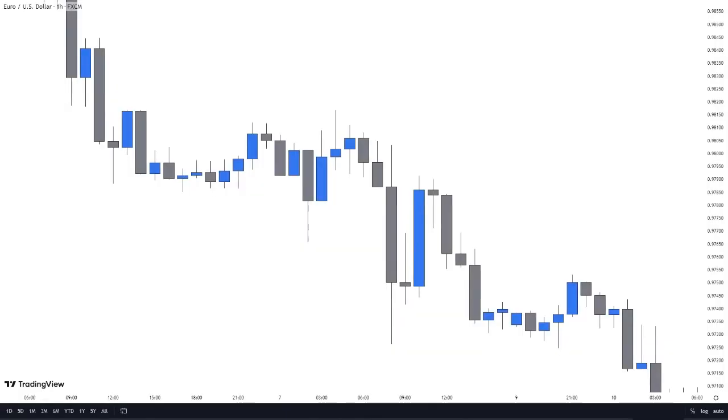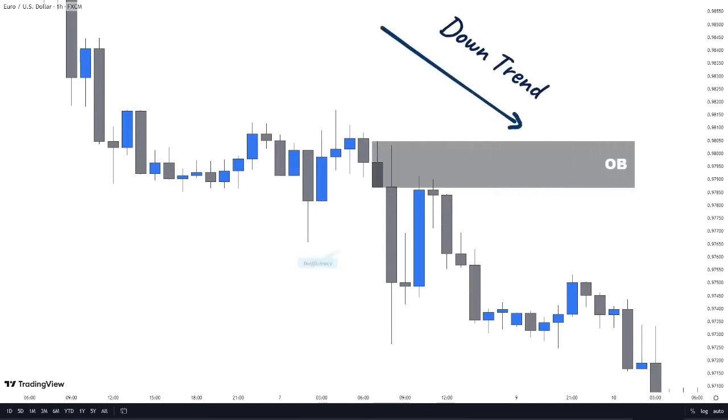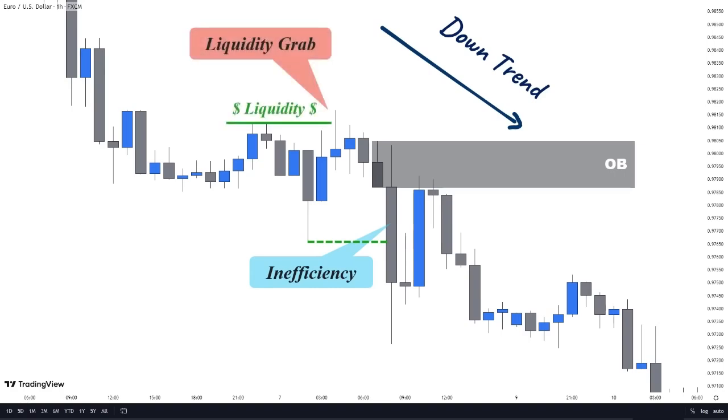Now look at this bearish example. Here in Euro-Dollar 1 hour time frame, we have an obvious downtrend. We can spot this order block that created a clean inefficiency and break of structure. But the interesting point about this order block is that the start of this move is a liquidity grab, so this is +1 point trading opportunity.